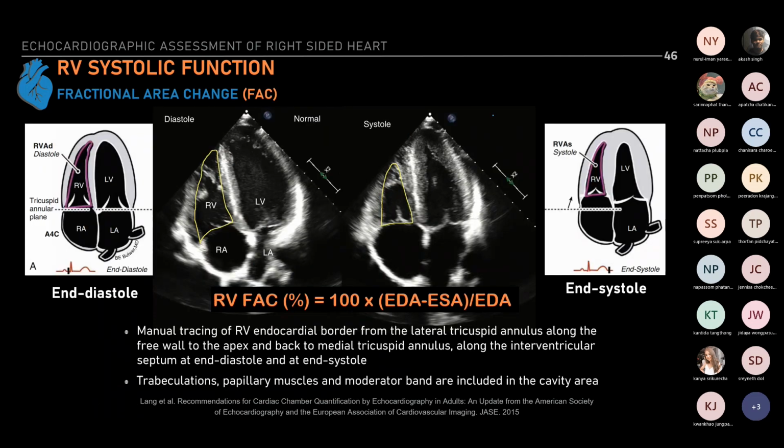The next measurement is RV fractional area change. RV fractional area change is like the ejection fraction of the left ventricle, but fractional area change is calculated from the area of the right ventricle, and is measured by tracing the RV endocardial border at end diastole and end systole in the apical four chamber view or RV focus view. And trabeculation, papillary muscle, and moderator band should be included in the RV cavity.